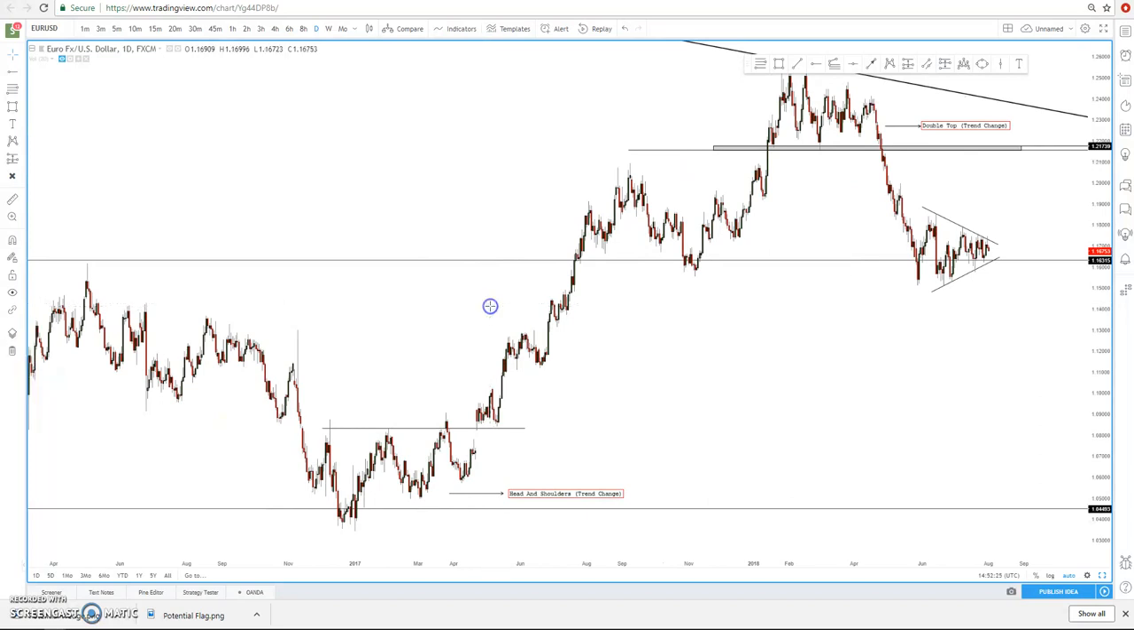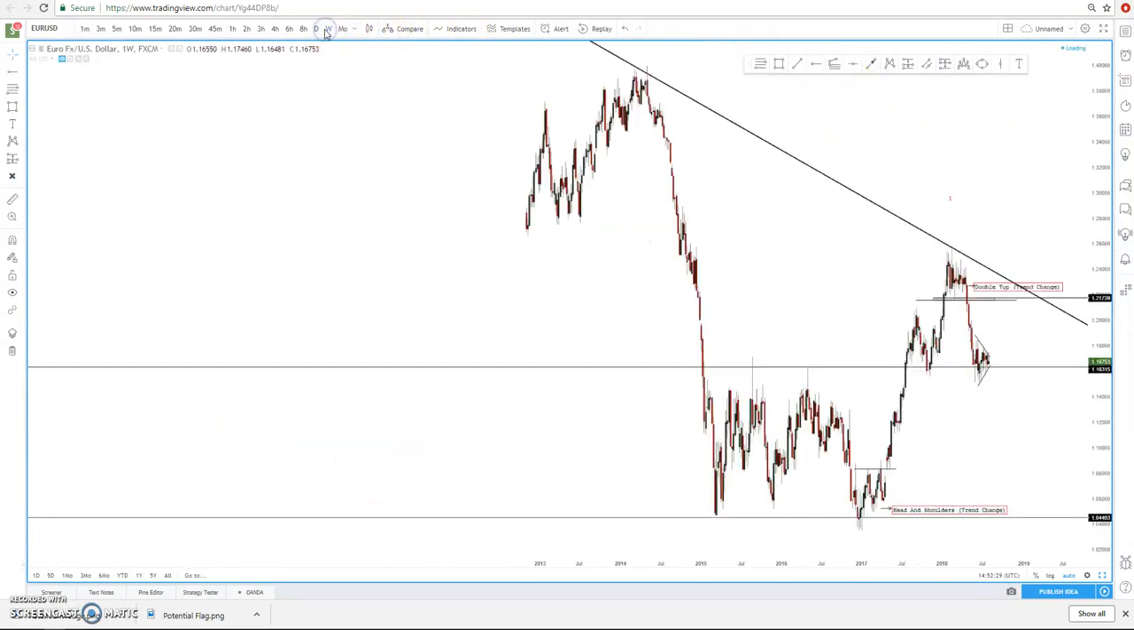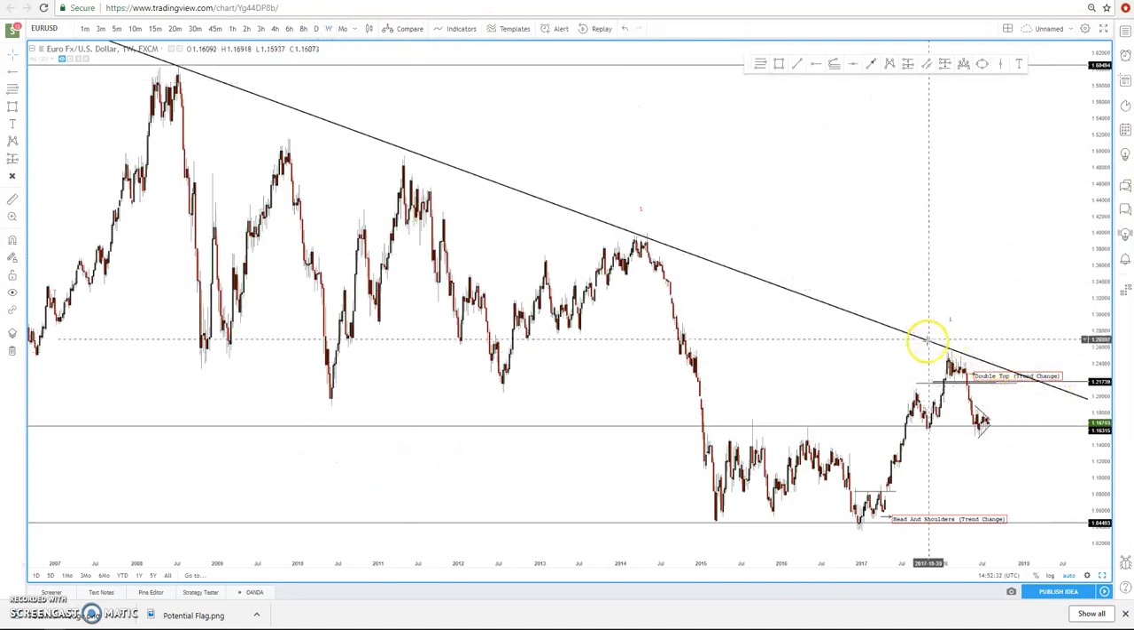This is a daily chart. This is to show what's happened since we've had our third touch on the trend line from when we've been declining.